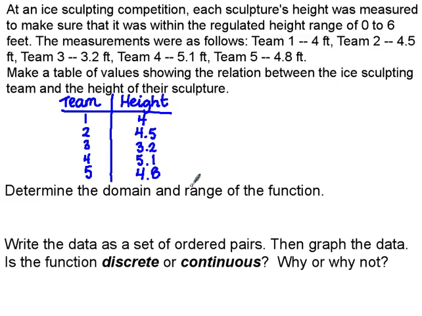Pretty straightforward. It says determine the domain and range of this function. So our domain and our range, what's our domain going to be first? Nice job. 1, 2, 3, 4, 5. So it's just this first column. Okay, what about the range?